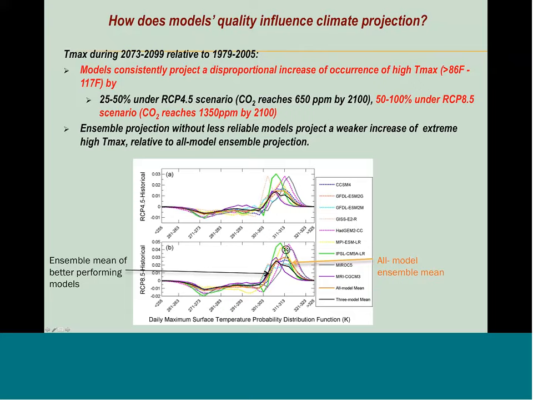So when we compare the multi-model ensemble mean that includes all the climate models to those with removal of the poor quality models, you find that the projected increase of extreme warmer temperature is not as strong when we remove the poor quality models as if we use all the models for ensemble projection.